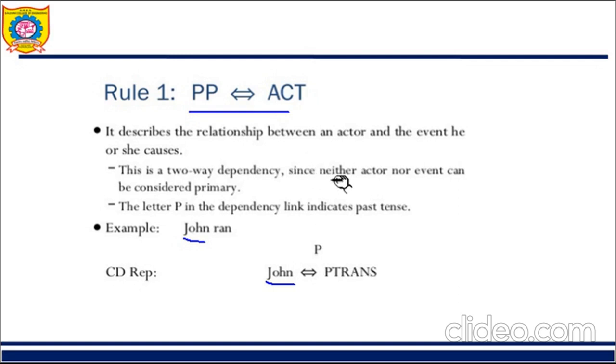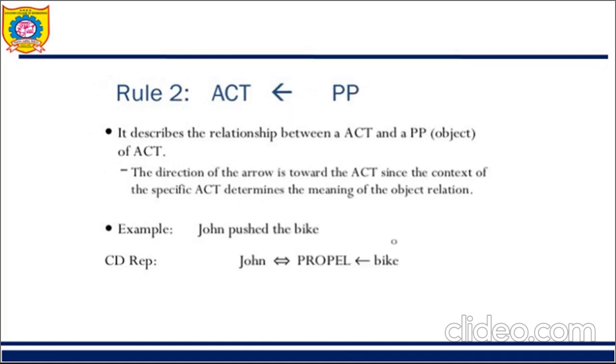Okay. So two-way dependency says that neither actor nor event can be considered primary. That is the use of two-way dependency. So P, double arrow, activity, action. This is the way to represent these kinds of small sentences. For example, Mary ate. So here I'll have Mary, ate. Now for ate, we can have another trans, and again the P is there. We will see many more examples.